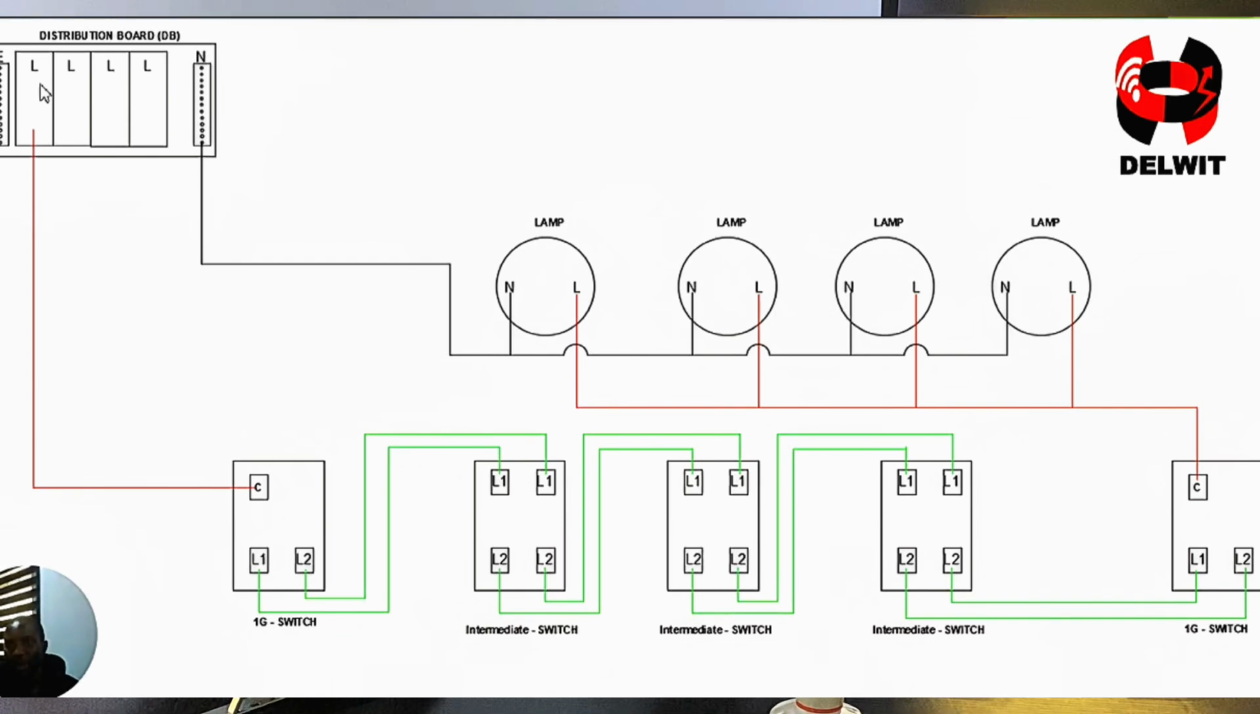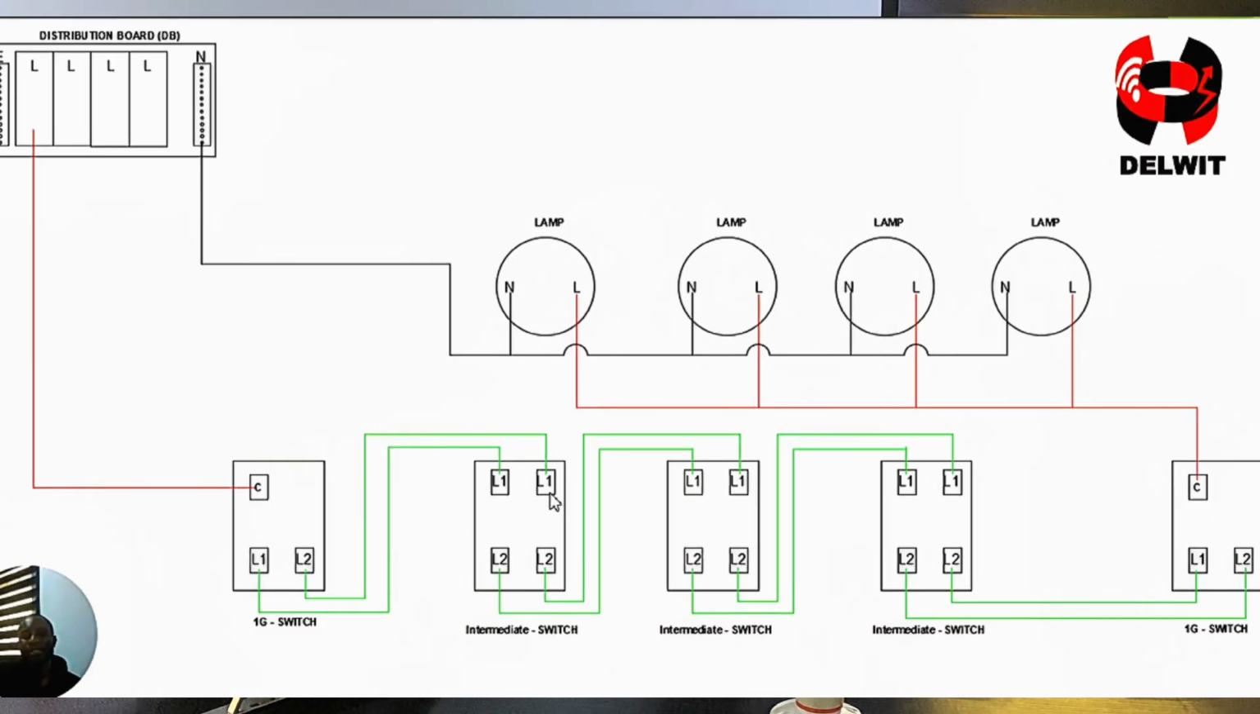So look at it now. From here, we have the lamp, the live, the red wire, connected straight to the first common of the one-gang switch on the ground floor. Then you have 2 strapper wires. This wire is called a traveler, but the technical term is strapper wire. The 2 strappers are connected L1 to L1, L2 to L1.